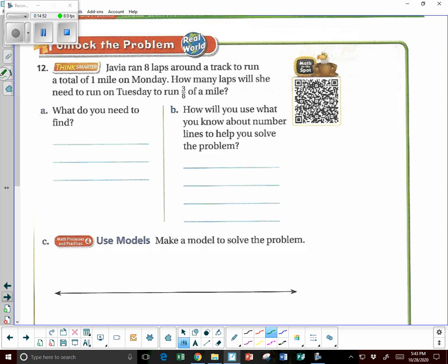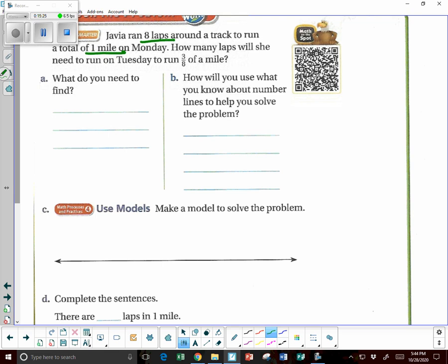Javier ran 8 laps around the track to run a total of 1 mile on Monday. How many laps will she need to run on Tuesday to run 3/8 of a mile? Okay? So Javier ran 8 laps around the track to run a total, so 8 laps equal 1 mile. That's just like the other one. How many laps will she need to run on Tuesday to run 3/8 of a mile?